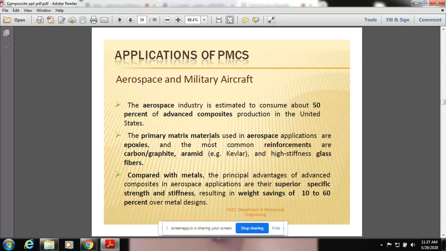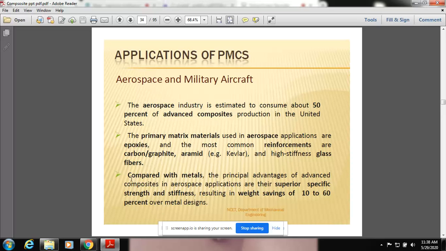The primary matrix material used in aerospace applications is epoxy. Epoxy is one of the polymer matrices, and the most common reinforcement is carbon graphite. Carbon graphite has more strength compared to other fibers. That's why they use it. High stiffness glass fibers are also used.